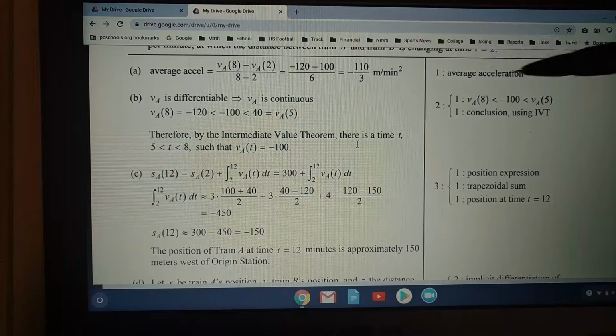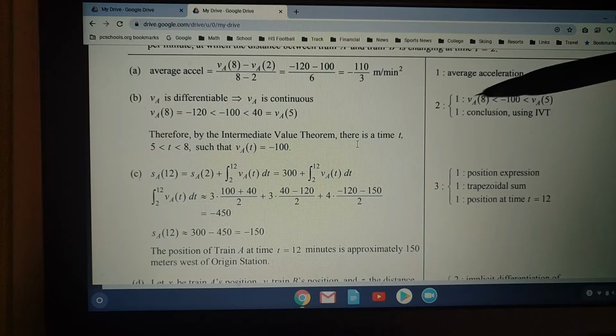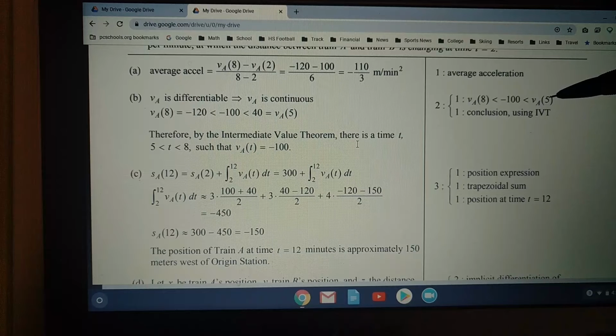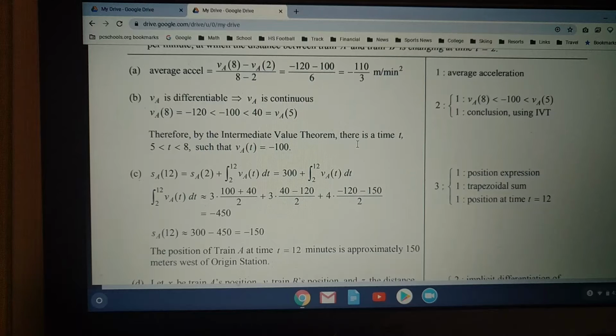For part B, basically we have 1 point for establishing that the velocity of train A at 8 is less than negative 100, which is less than the velocity of train A at time 5. Therefore, there must be a time between 8 and 5 where the velocity of train A is negative 100. And you have to reference the intermediate value theorem.